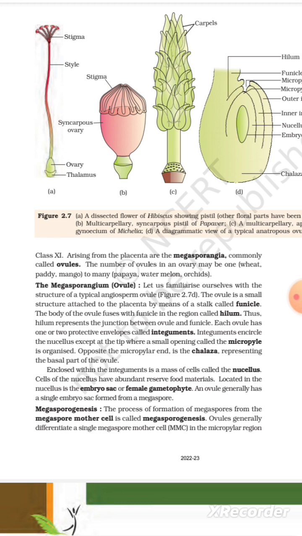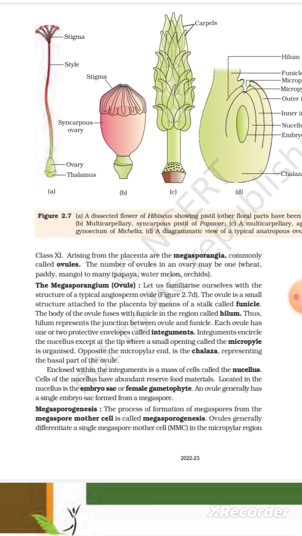The ovule is a small structure attached to the placenta by means of a stalk called funicle. The body of the ovule fuses with funicle in a region called hilum. Thus, hilum represents the junction between ovule and funicle. Each ovule has one or two protective envelopes called integuments. Integuments encircle the nucellus except at the tip where a small opening called the micropyle is organized. Opposite the micropylar end is the chalaza, representing the basal part of the ovule.